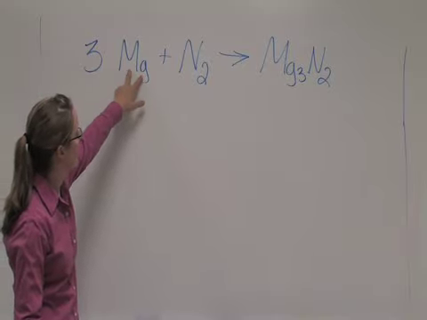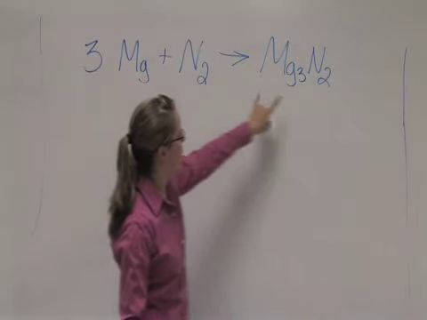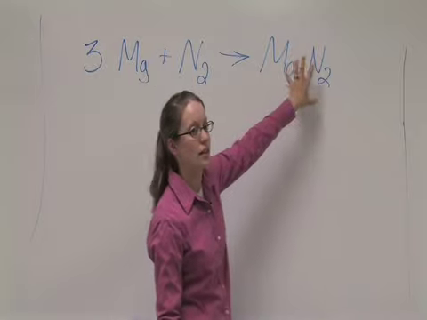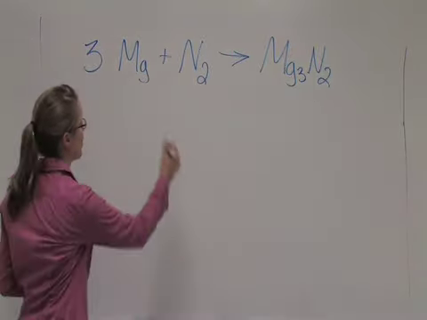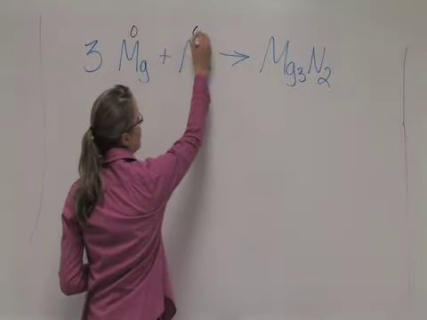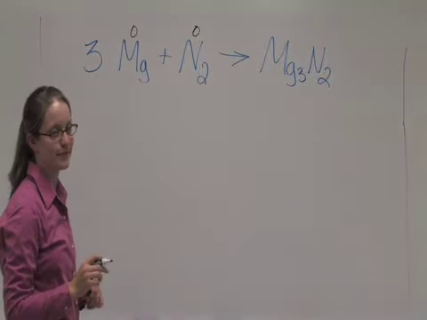Like this is not attached to anything, this is not attached to anything, but these are attached to each other on this side. So this is not a free state, these are both free state, so their oxidation number is 0, and you write that above the symbol.